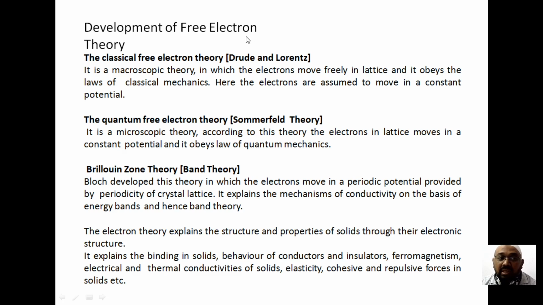So now the classical free electron theory deals with the electron which is moving very freely in the lattice, and it obeys the normal laws of classical mechanics. Here the electrons are assumed to have constant potential. What is the meaning of constant potential here? It means that when the electron is traveling inside the crystal, it will have a constant movement inside the solid.